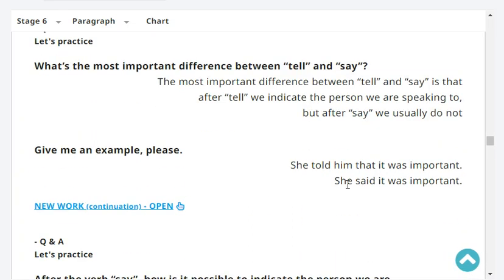Give me an example, please. She told him that it was important. She said it was important. Very good.